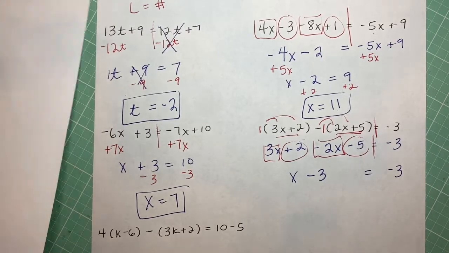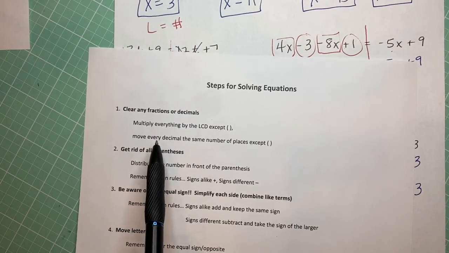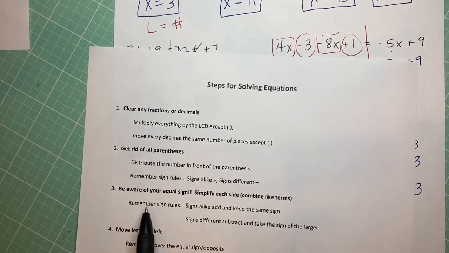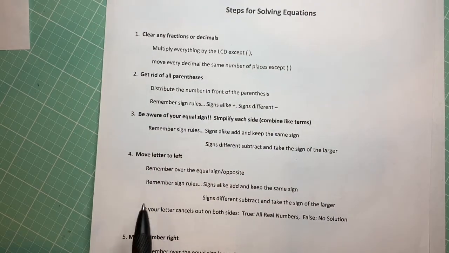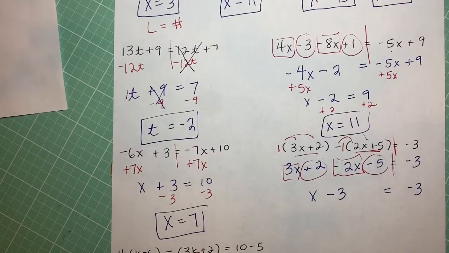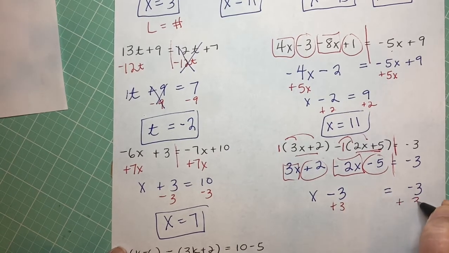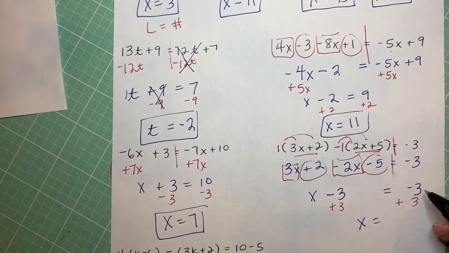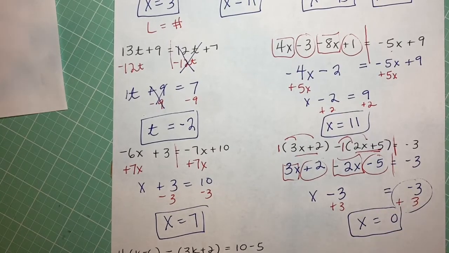So you see we're going through the steps. There wasn't any fractions. We got rid of parentheses. We were aware of our equal sign and combined like terms. And now we're going to move letter left, number right. So my letter is already on the left. So all I have to do for this one is move my number to the right. And here I end up with x equals, their signs are different, so we're going to subtract and just get a 0.